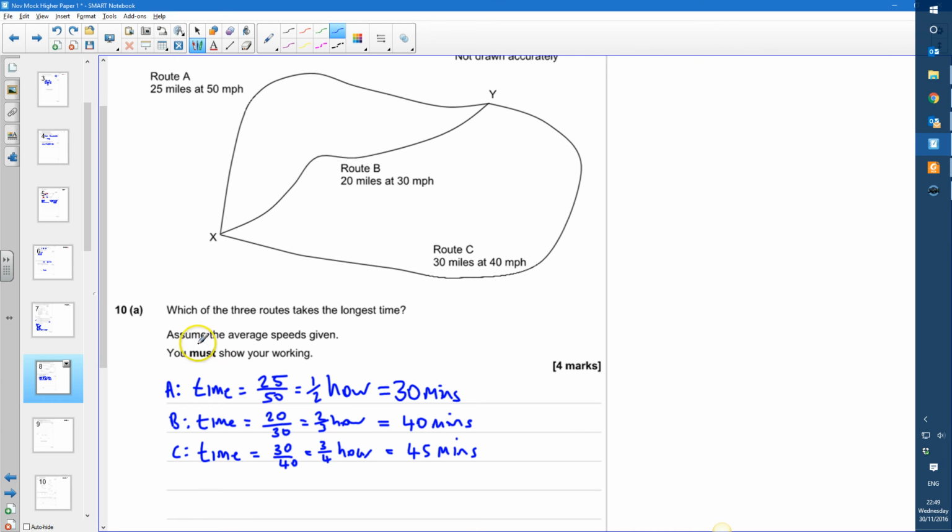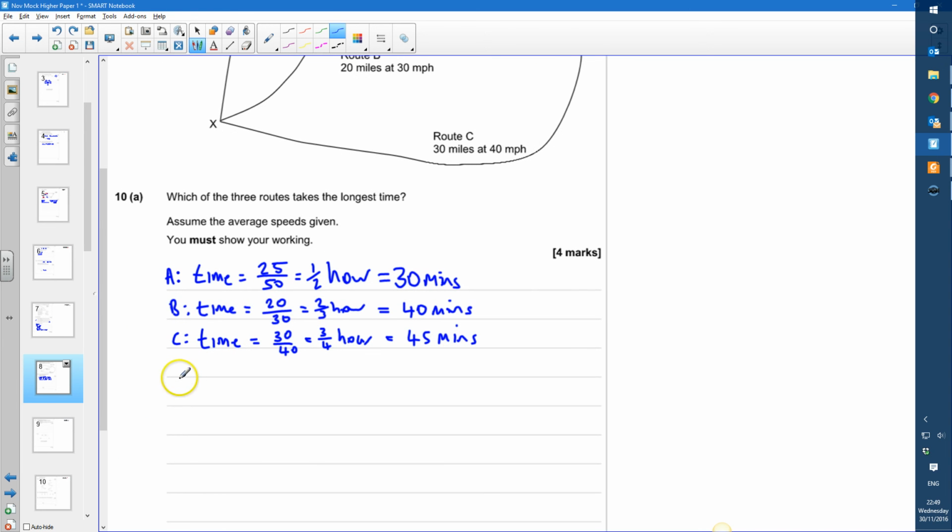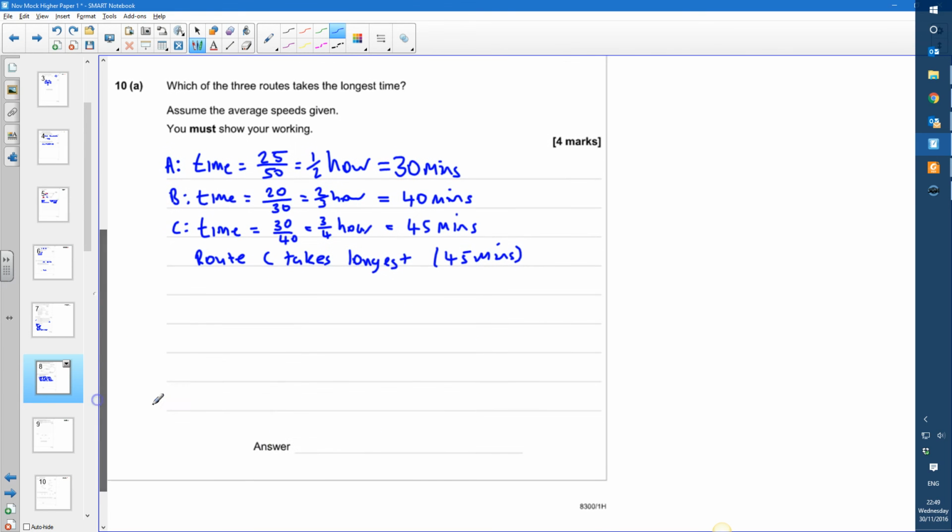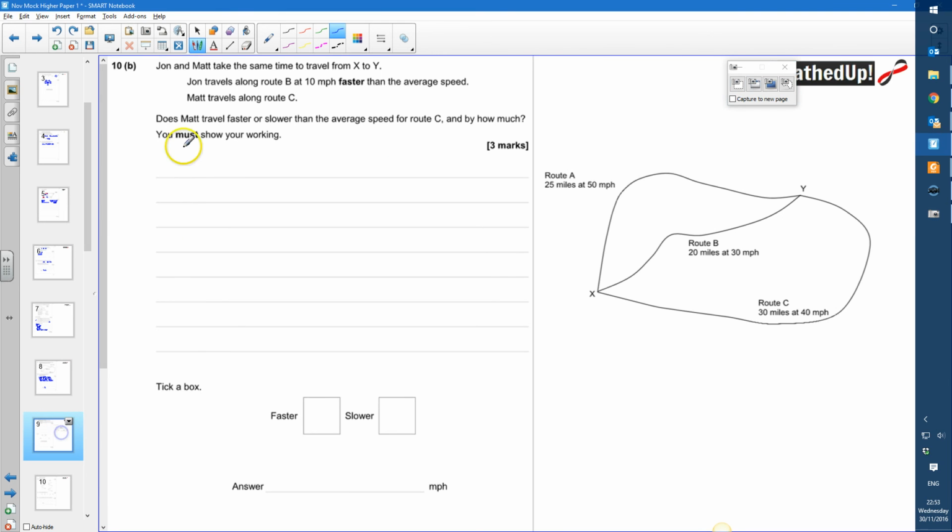Okay, so which of the 3 routes takes the longest time? It's going to be route C, which takes the longest, and which is 45 minutes. Okay, so C.